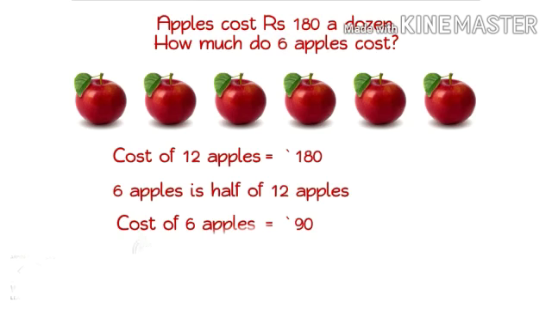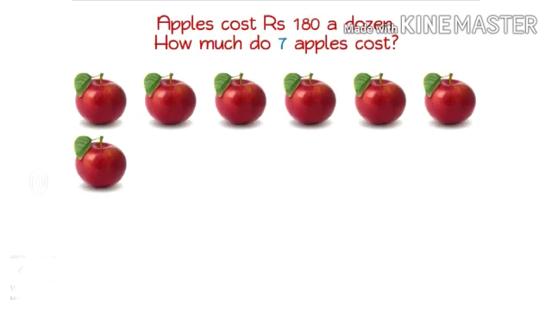But if we needed to buy 7 apples, then how would you find the price? 7 is not a quarter or half of 12. So we cannot use the method we used earlier. So what can we do? We need to know the price of 1 apple. Then we can find the price of 7 apples.